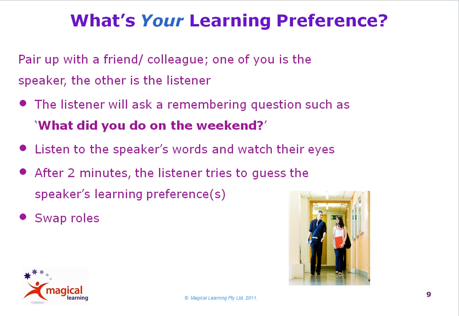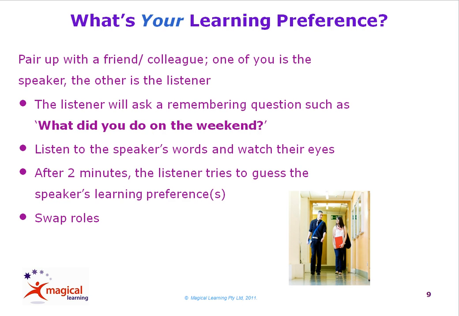So the way to tell your learning preference is to pair up with someone. Appoint one of them as the speaker and one as the listener. The listener can then be asked a remembering question such as "What did you do on the weekend?" And what the listener needs to do is listen to the words that the speaker uses and also watch what their eyes do. What you'll tend to find is they'll perhaps look up first and then maybe sideways, and that would tell you that their first preference was visual and their second preference was auditory.